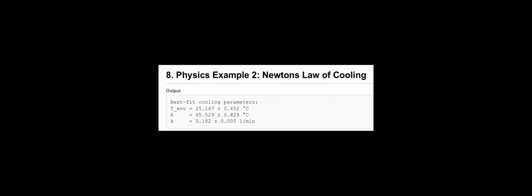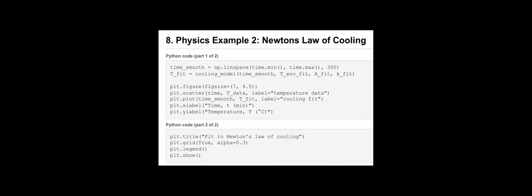The output shows that our estimated environmental temperature is about 25.1 degrees, which is very close to our intended value. The uncertainties for all 3 parameters are quite small, suggesting a reliable fit. We follow the same visualization steps as before, plotting the smooth-fitted cooling curve over the simulated data points. This allows us to verify that the model accurately captures the asymptotic behavior of the cooling process.